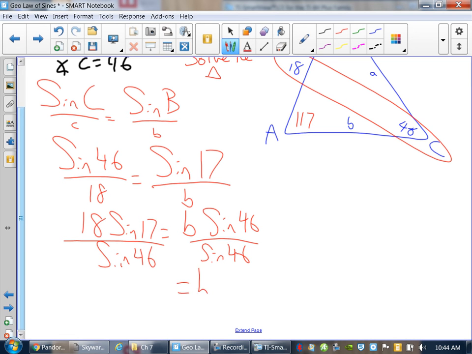When you threw this in the calculator, what did you guys get? 7.31. Okay. 7.32. What is the decimal? 7.316, so it'll be 7.32. Okay. That gives you the side b. And then we do it again for a.